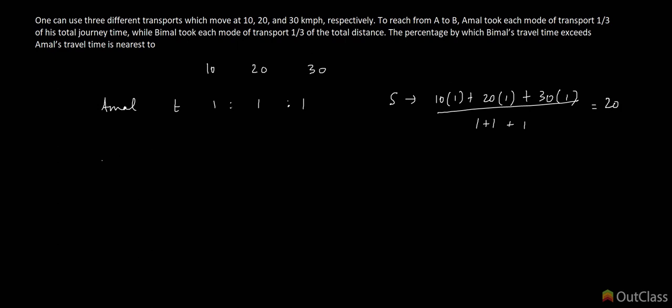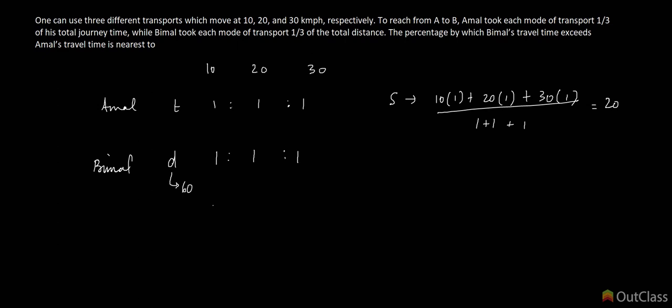That is Amal. As far as Bimal is concerned, his distances are in the ratio 1 is to 1 is to 1. He traveled equal distances using the three modes of transport. So the easiest way to find the average speed for Bimal is to just realize that the average speed is invariant of the distance, and you can take some convenient value that will make it easy to do the subsequent calculations. So I'm going to take 60, the LCM of the given speeds.